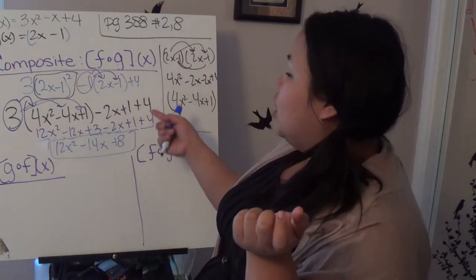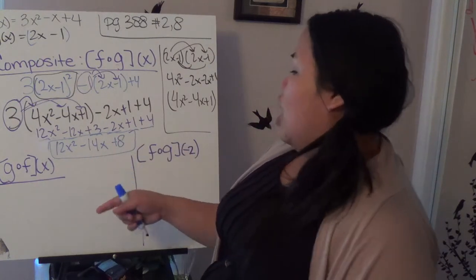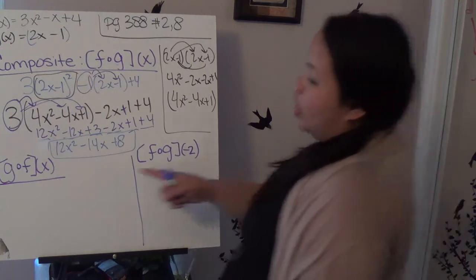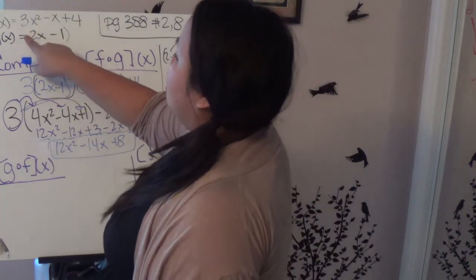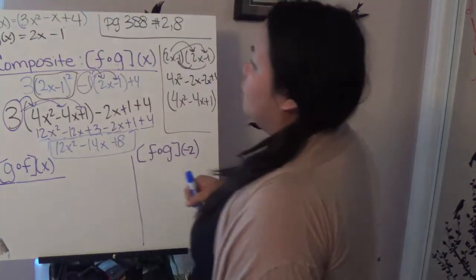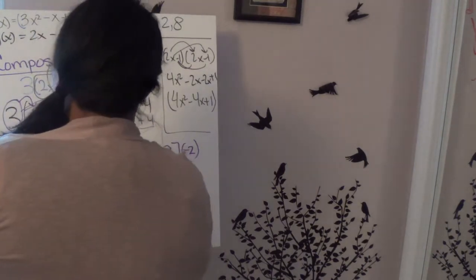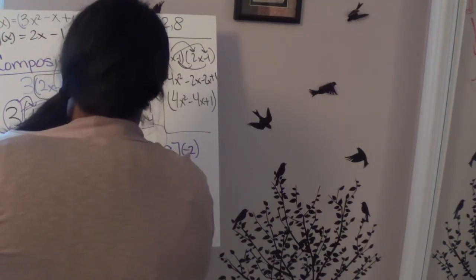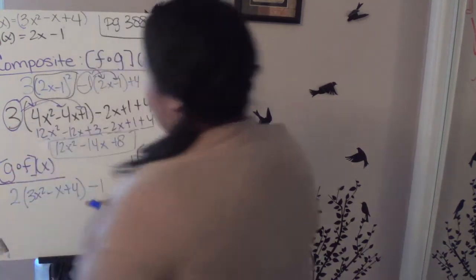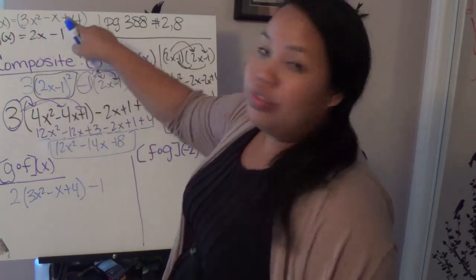F of g of x is different from g of f of x, and what that means is that this equation is my original equation. So instead of this one being bubbled, I'm going to bubble this one and replace it with the x of the next one. So in this case, it's going to look like this. 2, and here's my x, so 3x squared minus x plus 4, and then minus 1. So this looks exactly like this again, but instead of an x, I have this equation.